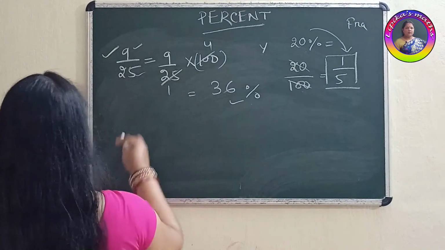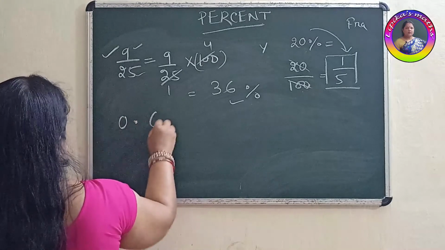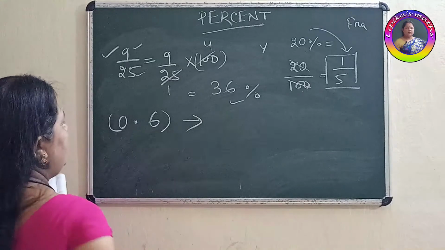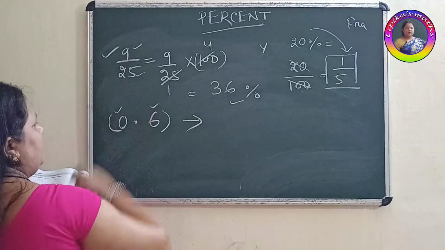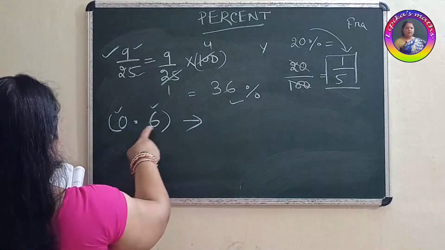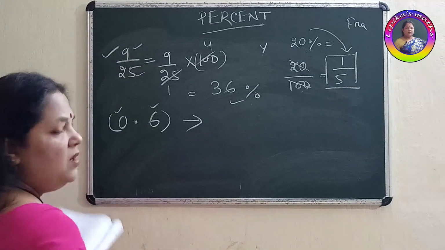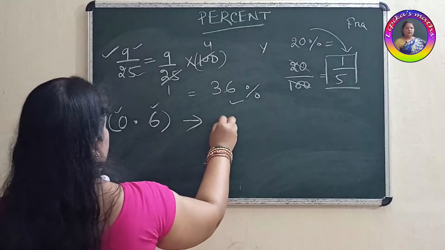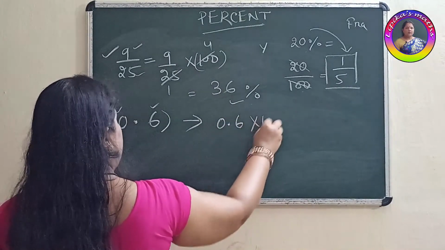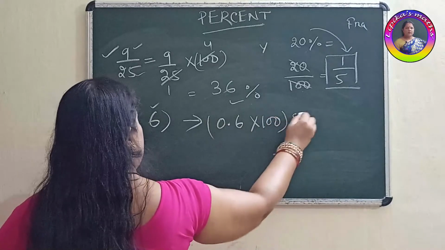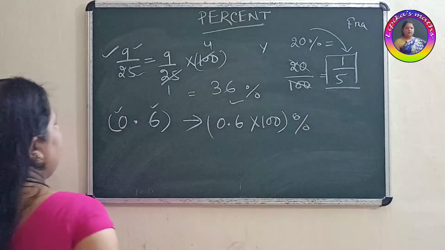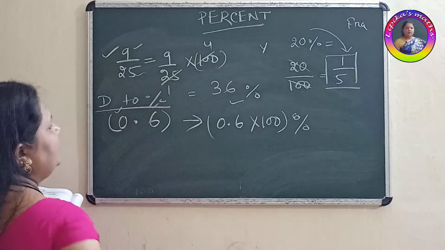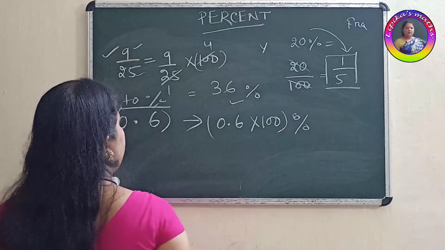Then how to change? Suppose one question is given, 0.6. You can see here, this is a decimal number. This part is your whole part, this part is your fractional part. 0.6, and you will convert it into percentage. How to do decimal to percentage? Here also the same thing. 0.6 multiplied by 100, then the total in percentage, because we are changing decimal to percentage. Clear?